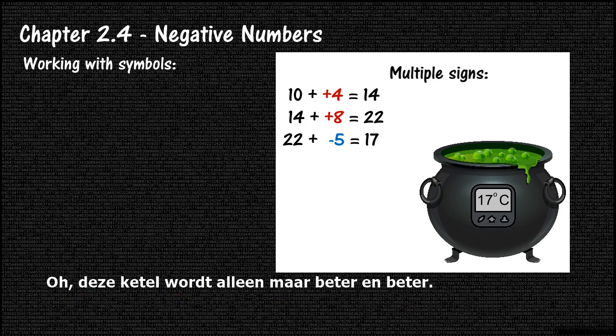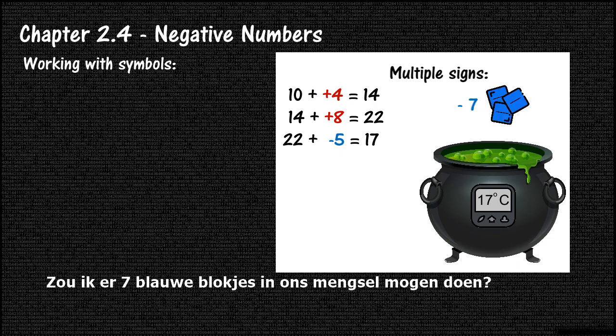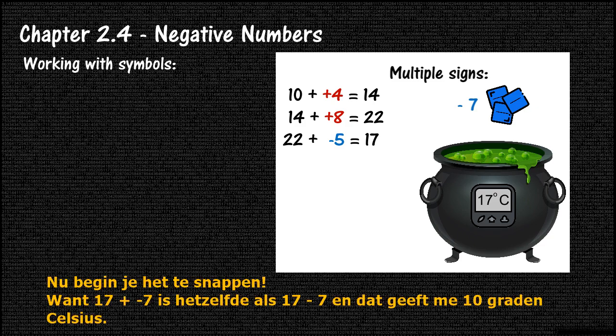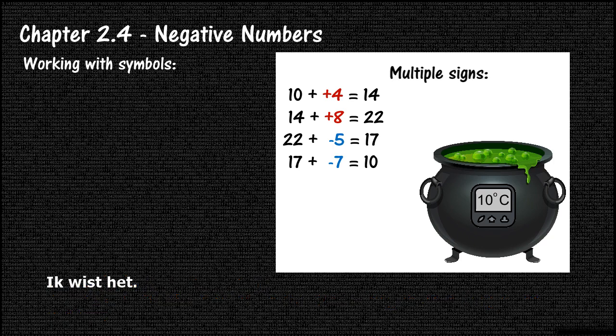Oh, I'm already in love with this cauldron. Could I add 7 more blue cubes to our mixture? Because that should bring the temperature down to 10 degrees Celsius, right? Now you're getting it, teacher, because 17 plus minus 7 is the same as 17 minus 7, and that gives me 10 degrees. I knew it!